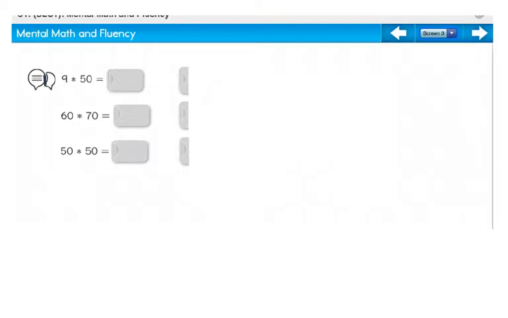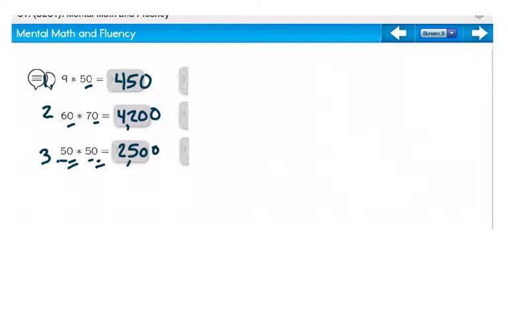All right, wipe off your whiteboard, number 1 to 3 again. This time we have extended facts. So think of 9 times 5, which is 45. And then you're going to add on a 0 to the end of that. Go ahead and write the answer only for numbers 2 and 3. Pause the video and then write your answers only. 6 times 7 is 42 with 2 zeros, 4,200. 5 times 5 is 25 with 2 zeros to make it 2,500.